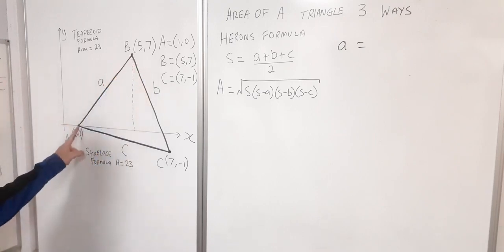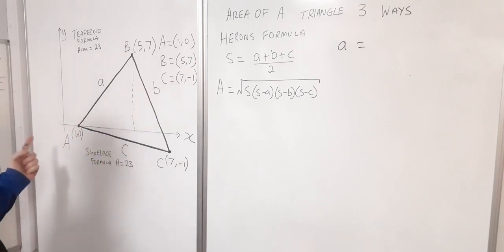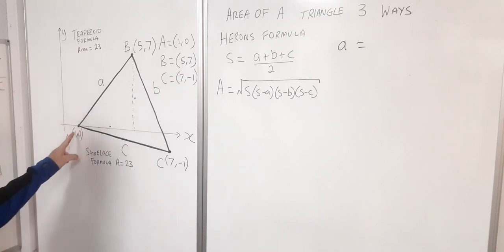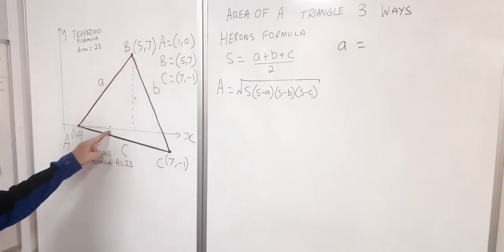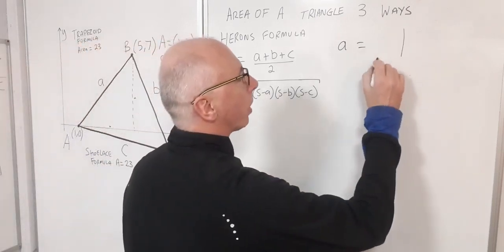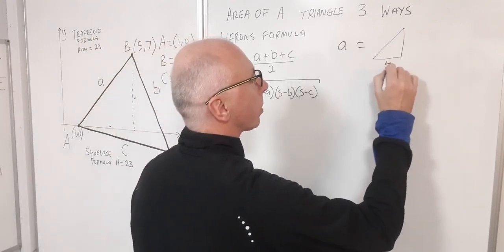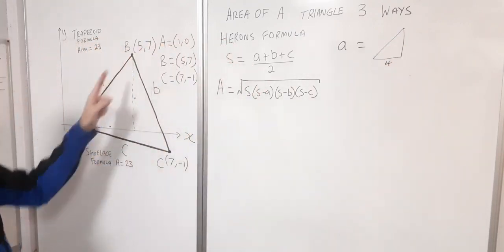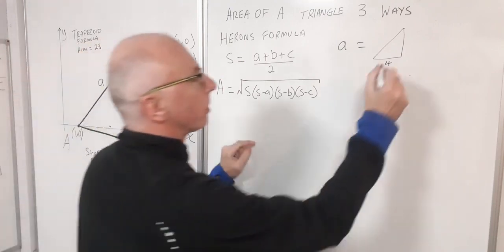Okay, so using Pythagoras' theorem, we need this side and this side. So the difference in the x's from here to here, we've got 5 and a 1. So this one here, that's going to give us 4. So let's draw this triangle up on here. So this bottom side is 4.